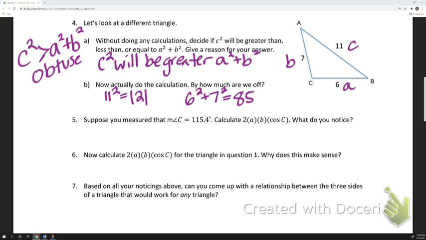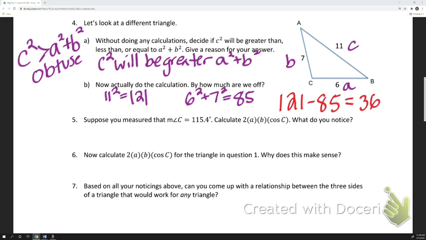For part A, do we agree that this is going to be obtuse? Because 11 squared is going to be greater than whatever a squared plus b squared is. Part B said actually do that calculation, so I did them separately. It says by how much are we off? What does that mean? 121 minus 85, 36. We're off by 36. Okay, we're going to use this in our next part.